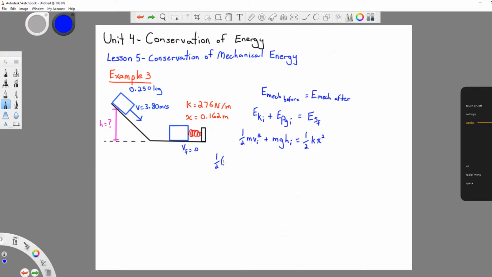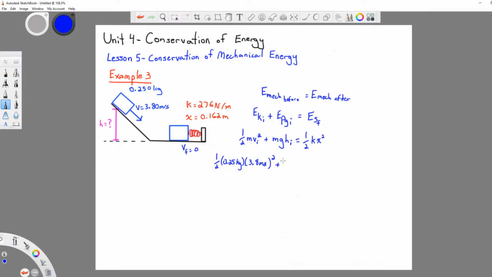Our initial velocity, 1/2. Oh yeah, no, I did want mass. My bad. 0.25 kilos times our initial velocity squared. That's what I'm going for here. So 3.8 meters per second. It's a squared value.